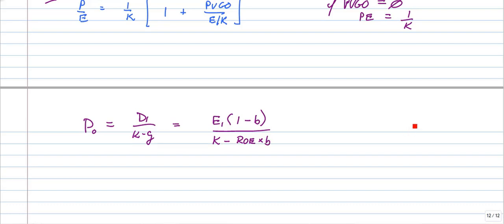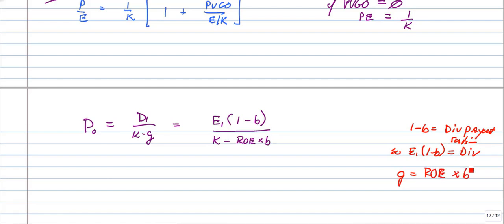I'll put some of these over here. Remember, 1 minus B equals our dividend payout ratio. So E1 times 1 minus B equals our dividend. G equals ROE times our retention ratio. All right, now what I'm going to do is, just because it's fun, you may not like this, let me move a little bit over here. So what we're saying is that our price per share equals that.